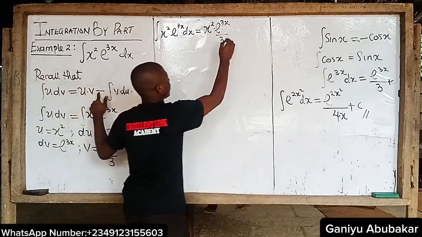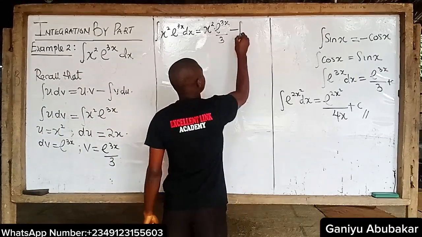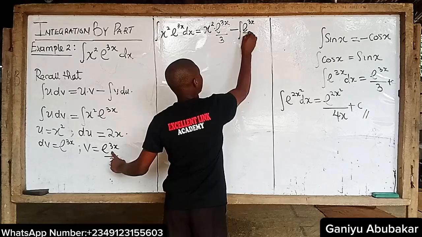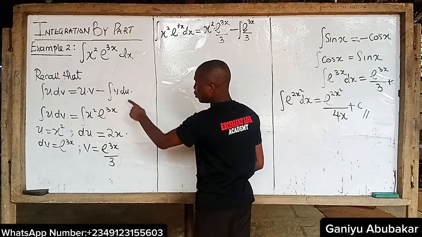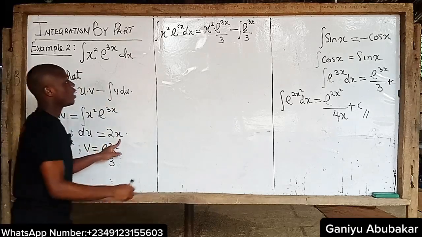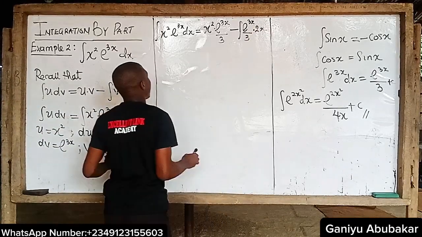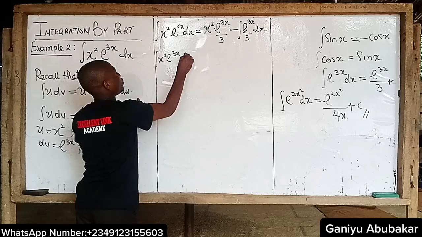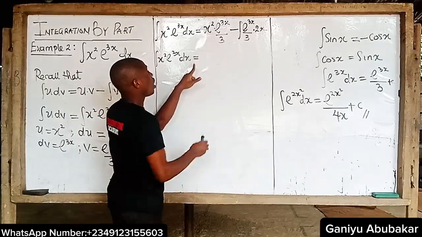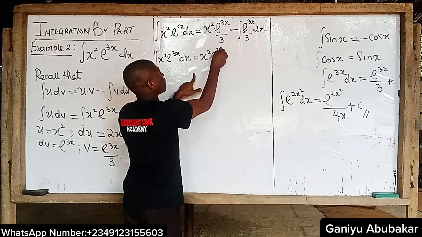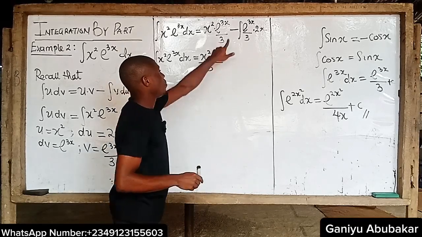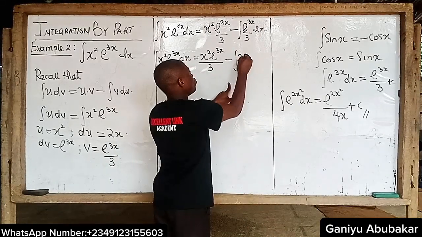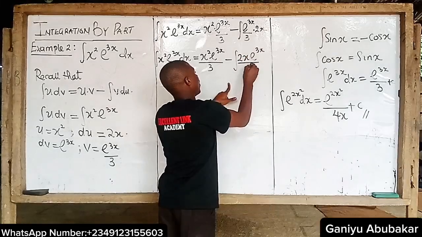Next up, I have a minus sign here. So this is the integral of v. I have exponential 3x all over 3. Next up, the du. What's the du? The du is 2x. I have dot 2x. At this point, the integral of x squared exponential 3x with respect to x will be equal in value to x squared exponential 3x all over 3, minus the integral of 2x exponential 3x all over 3.